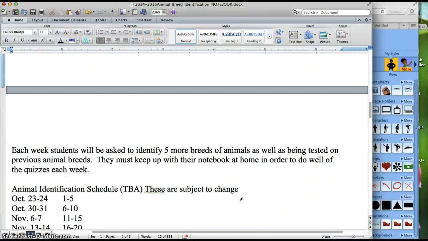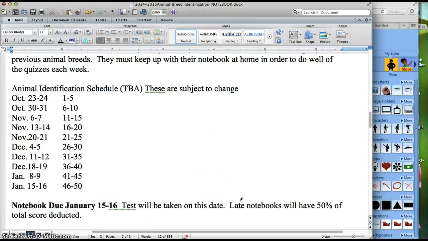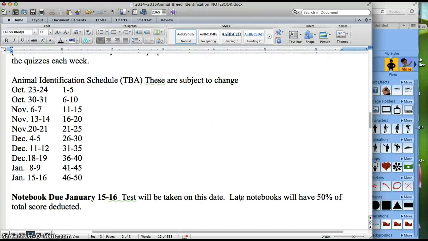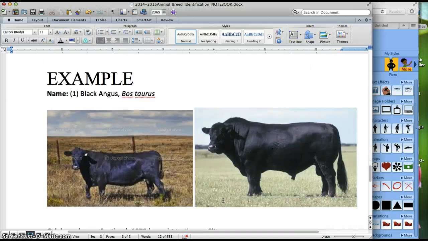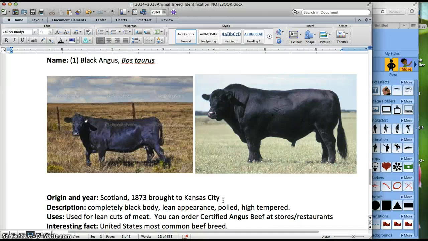My hope is to change this into, or require it to be, a Google Doc, so they can do that. Obviously, there's the schedule that they'll follow with all those animals. And then there's the grading rubric that I use for this project, and the example of what they would actually come up with. That's the example I give them. That would round out animal classification and improve that lesson, I hope.